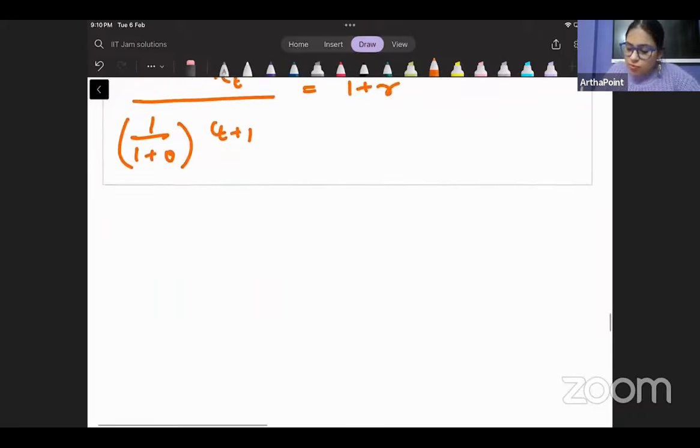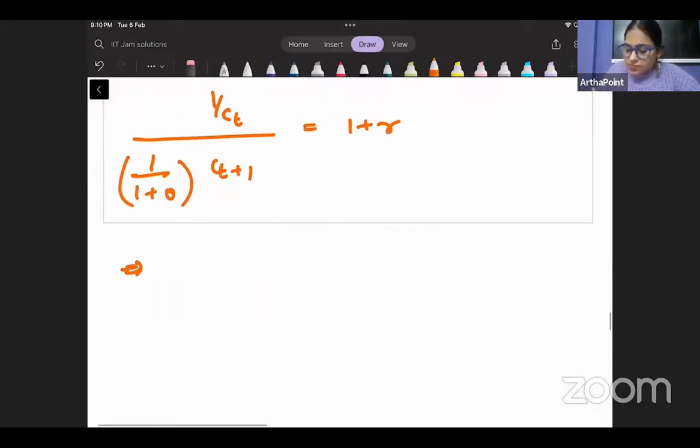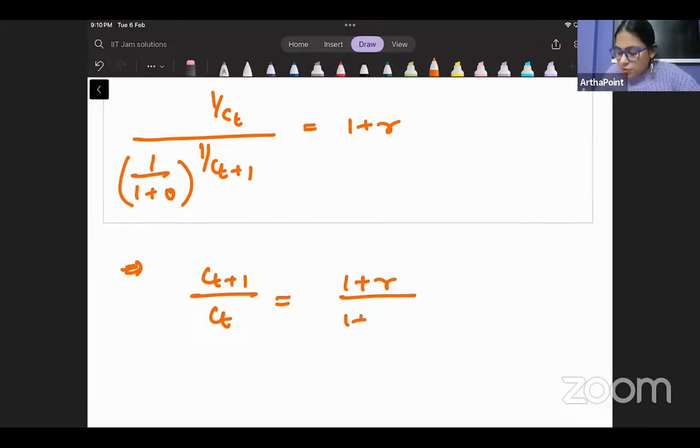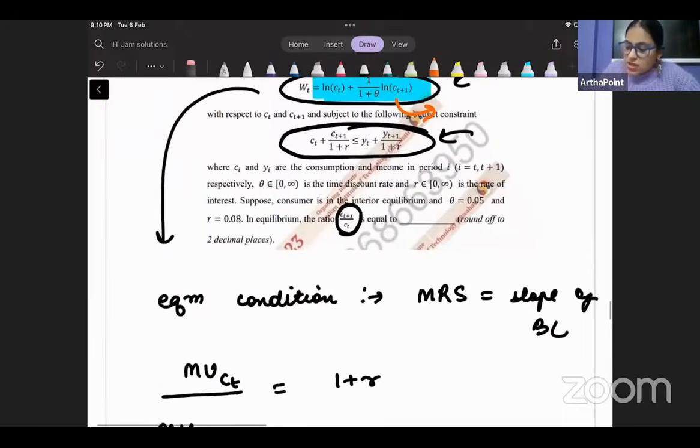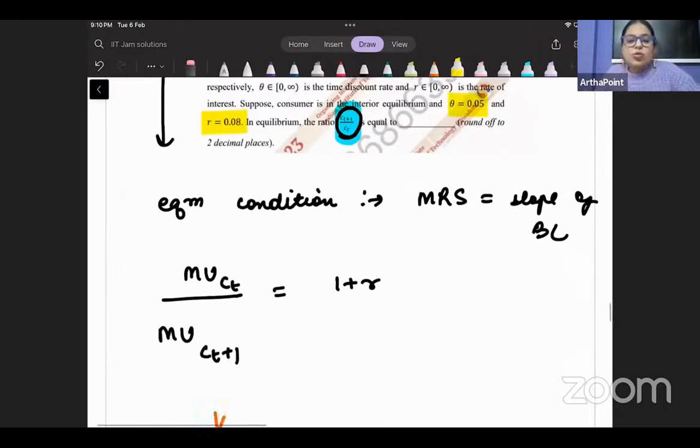Let's solve this a bit more. So I will get ये 1 है. CT plus 1 by CT is equal to 1 plus R upon 1 plus theta. यही तो निकालना है. This is what the question is asking. Find CT plus 1 by CT. निकाल लिया. Now it says that you are given theta as 0.05 and R as 0.08.